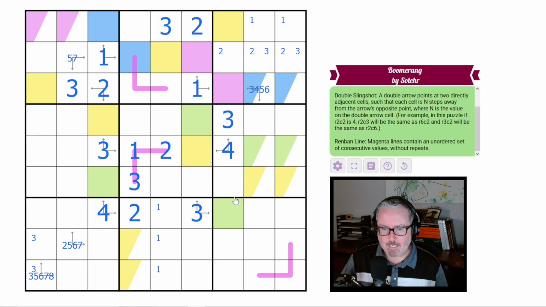This doesn't seem to be getting us anywhere. I feel like I've missed something that's going to give us the next step. But what is that? Green is not 3 or yellow. It's one of those. Nah, it's not really doing it. Okay. What else do we have? Think. Think.